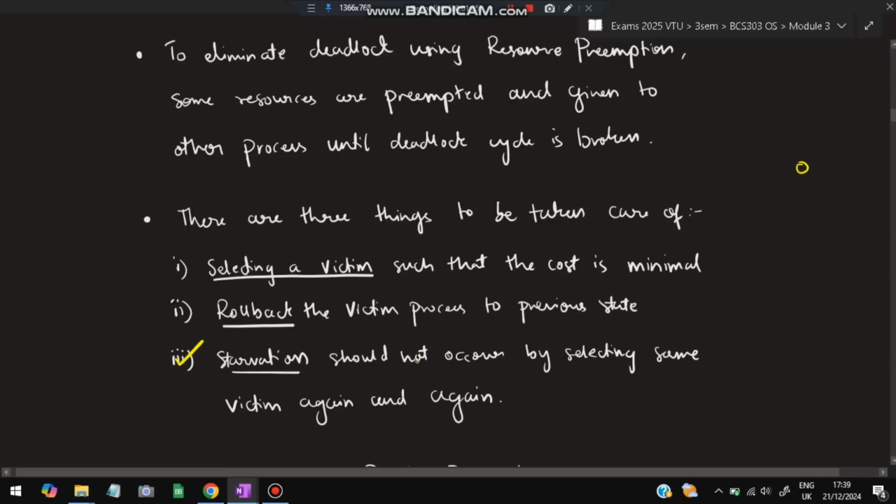Third is starvation. Starvation means the same process should not be selected again and again. Doing so, that process will never get executed. That situation is called starvation, which we have to avoid. So these are some of the techniques using which we can recover from deadlock.